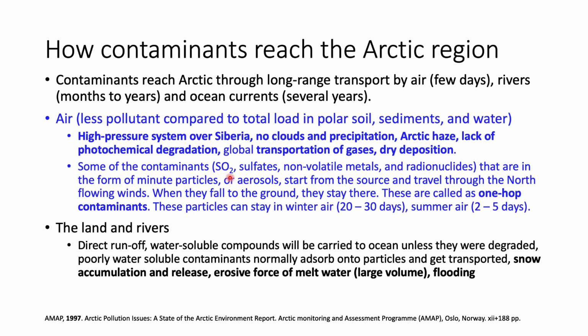Some of the contaminants, especially sulfur dioxide, sulfates, non-volatile metals and radionuclides that are in the form of minute particles or aerosols, start from the source and travel through the north flowing winds. When they fall on the ground, they stay there. These are called one-hop contaminants. So this is a very important term you have to remember.